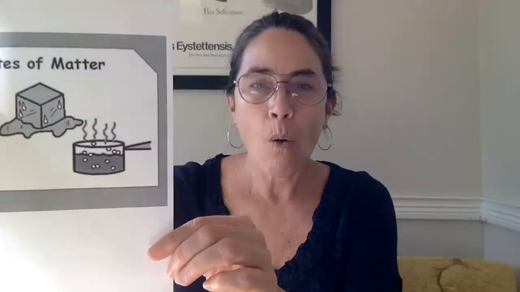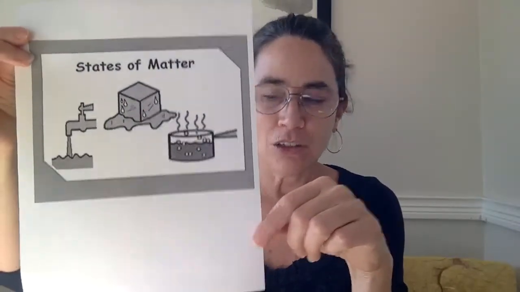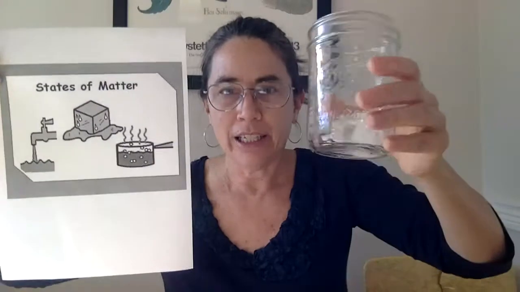Okay, so let's look at something that can be all three of those states of matter. The same thing that can be all three. I mentioned it before. It's water. So water can be a solid. Here's an ice cube, kind of cold. That's a solid. I can hold that in my hand, right? Until it melts. But ice is a solid form of water.